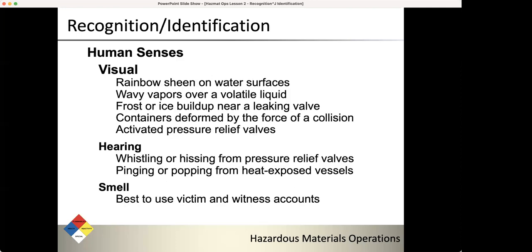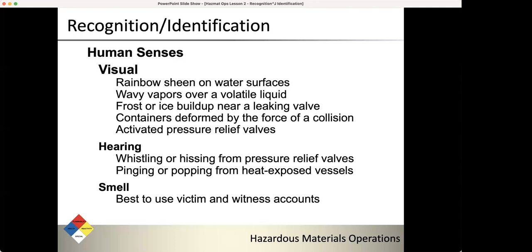Also, if you see a rainbow sheen on water surfaces, wavy vapors over a volatile liquid, frost or ice buildup near a leaking valve, containers deformed by the force of a collision. So if somebody runs a forklift or a truck into it, or something falls off of a truck or off a ledge from some height, the container may be deformed. And any activated pressure relief valves, they're there for a reason. They're doing their job. So if they're doing their job, something's not right.